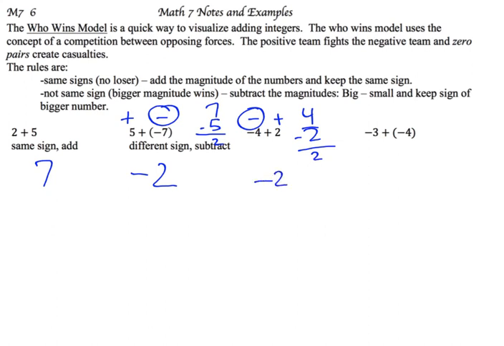Okay, next example. Negative 3 plus negative 4. In this case, they are both on the negative team, so there are no losers. We just add them together. 3 and 4 make 7, and they are on the negative team, so the answer is negative 7. Okay, those are examples of the addition models.